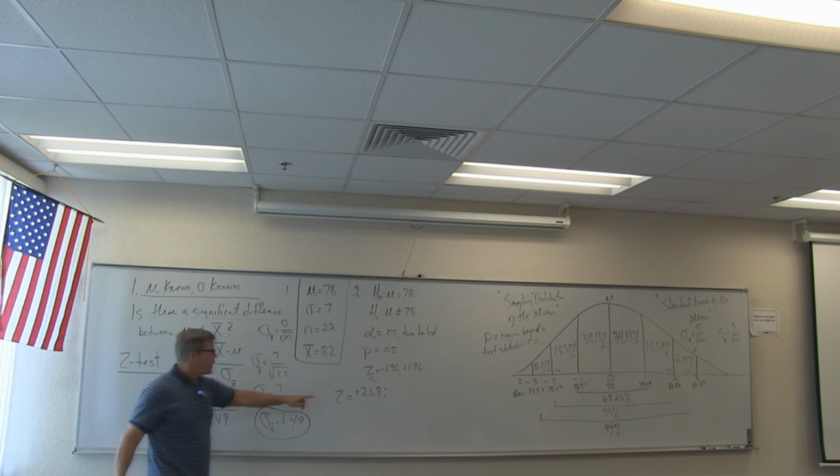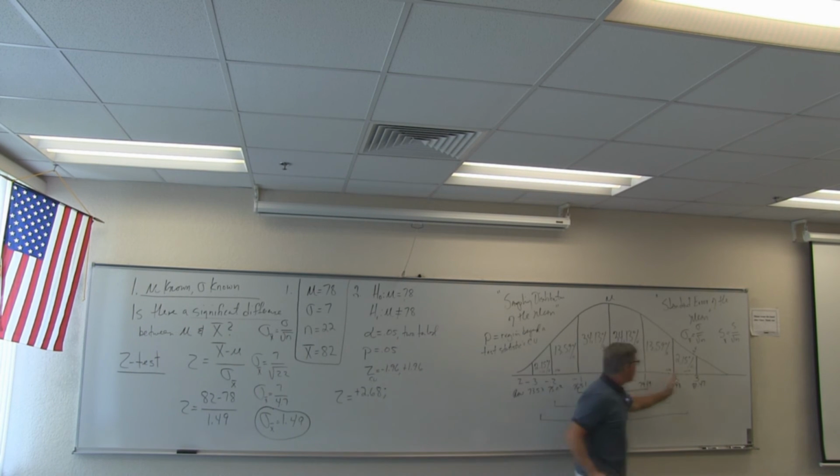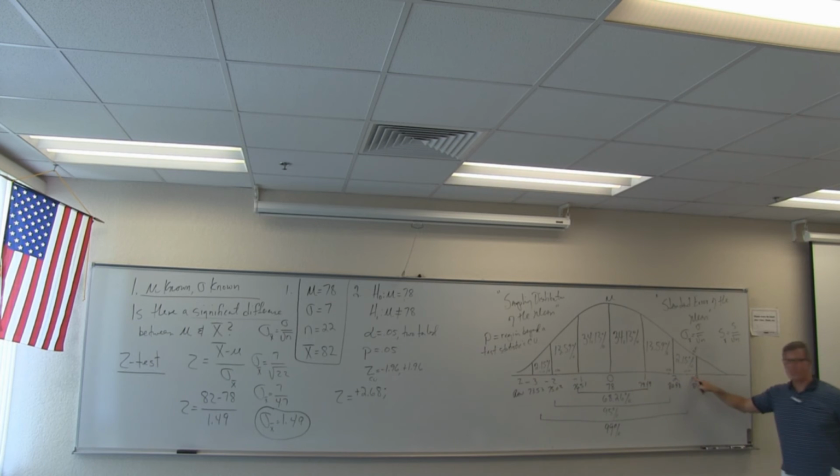We compare the calculated statistic to the critical value. We see it exceeds it in the positive direction. It's about right here, just like we predicted. Therefore, class, our decision based on this null is to reject the null. This z, 2.68, right about here, lines right up with this sample mean of 82.